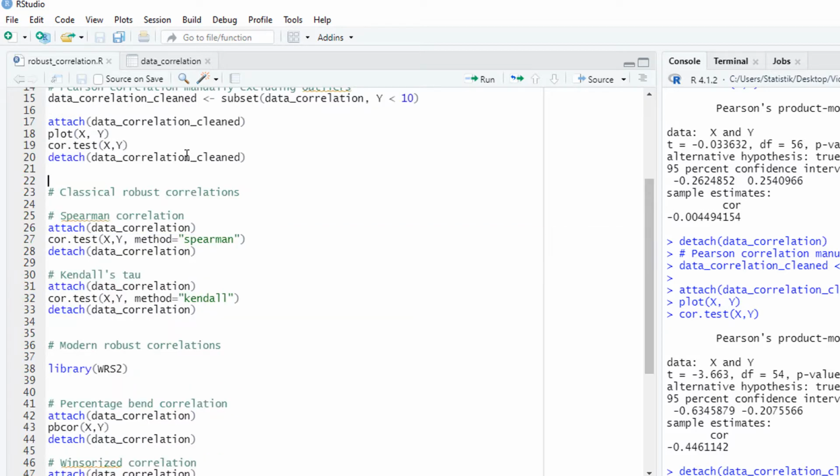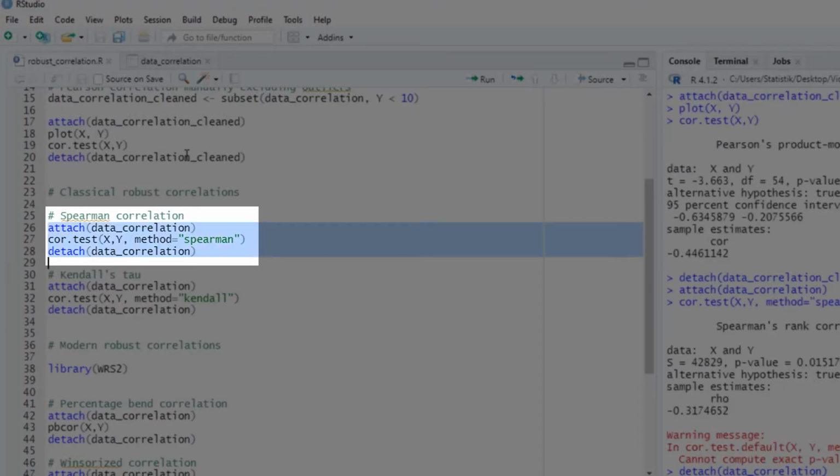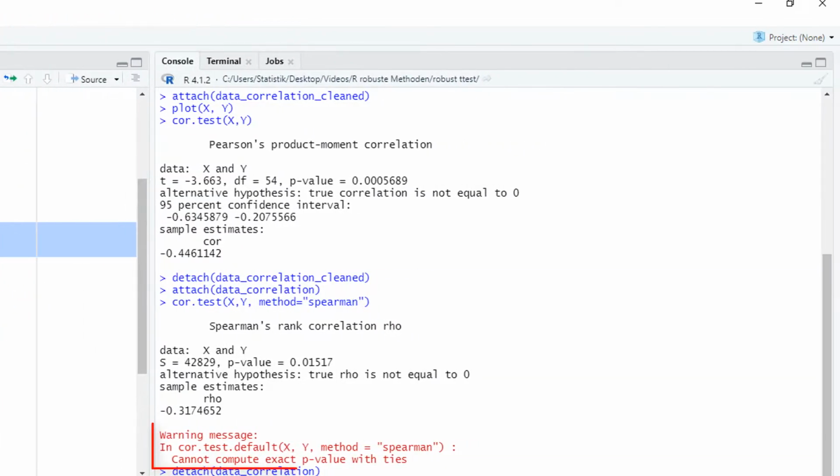There are two classical robust correlations, Spearman and Kendall. Let's start with Spearman's rho. We get a warning message. We always get that if we have ties. That's not that big a problem. Here are the results. We have a significant correlation, and here is our Spearman's rho.